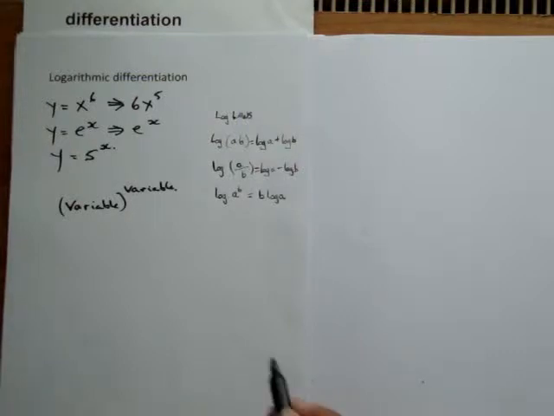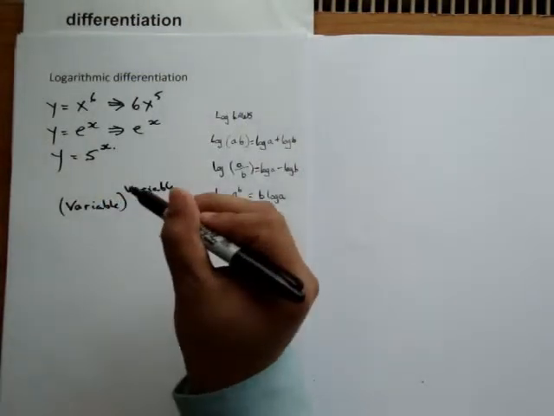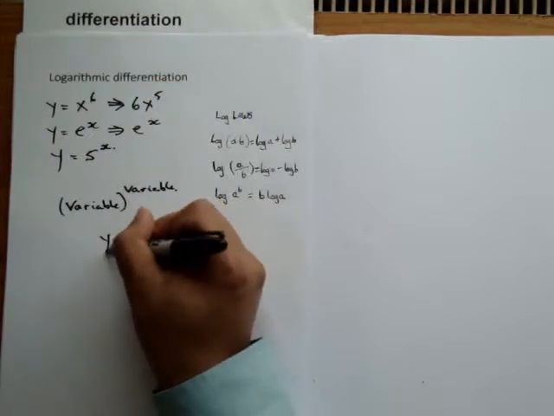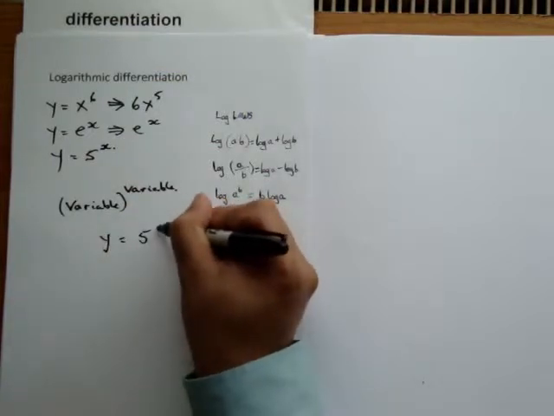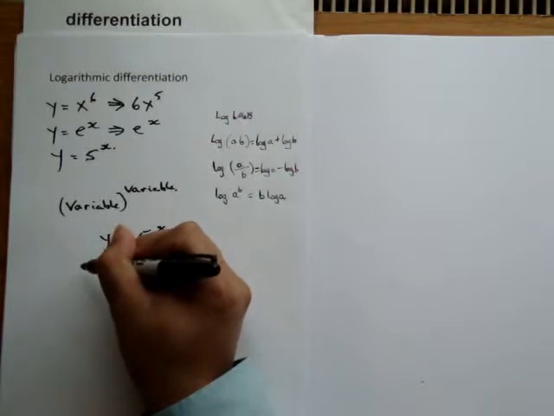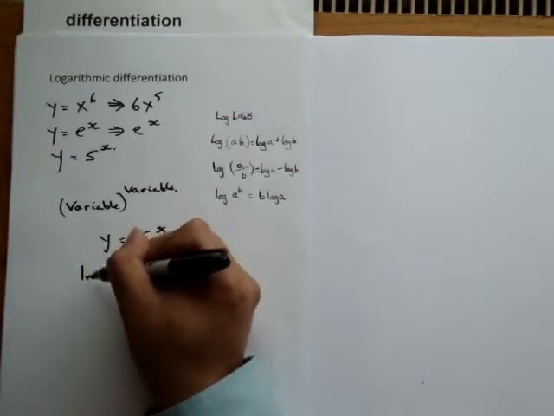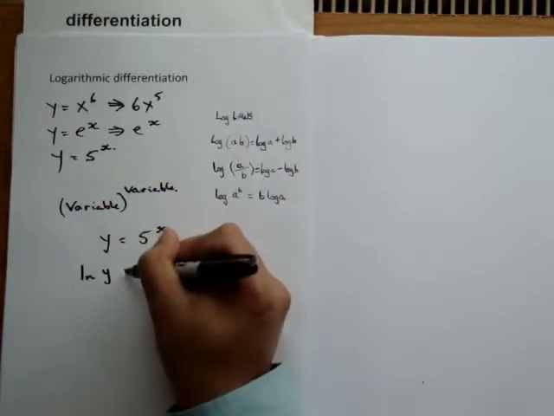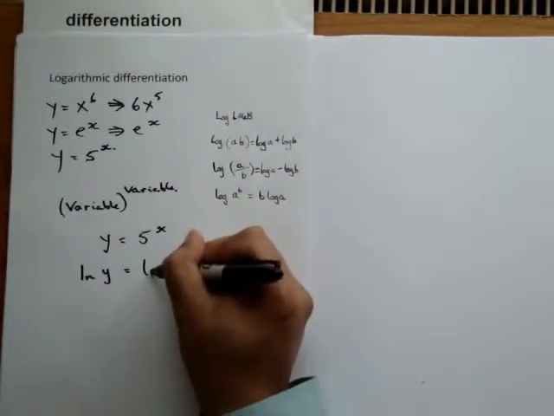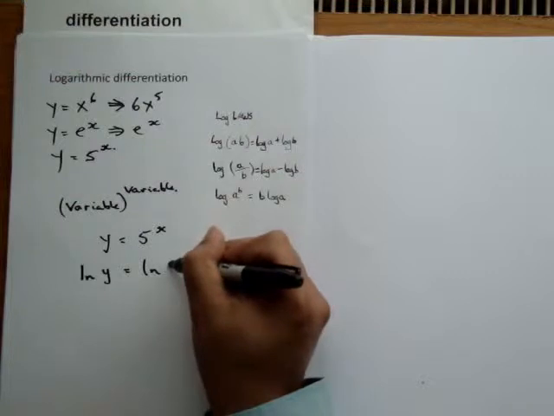So how do we go about this? Let's do that. Y equals 5 to the power x. Take logs on both sides. So that's natural log of y equals natural log 5 to the x.